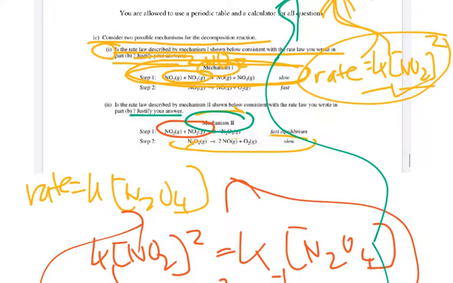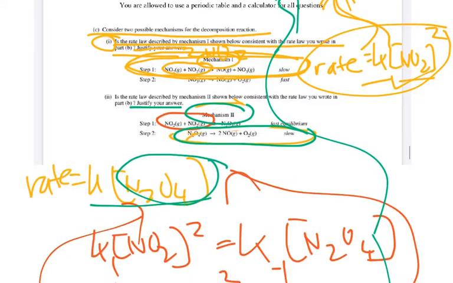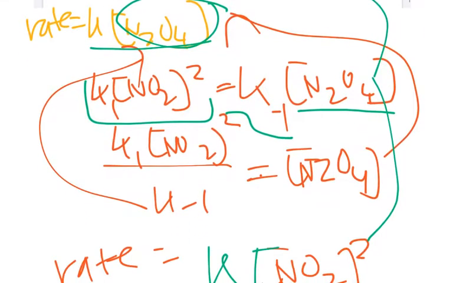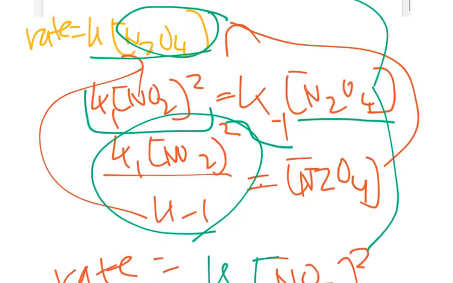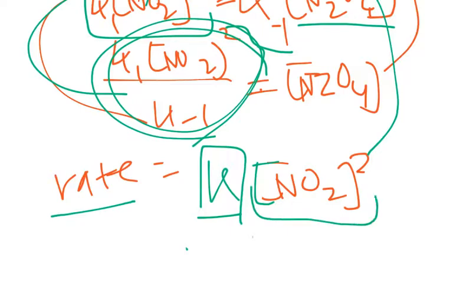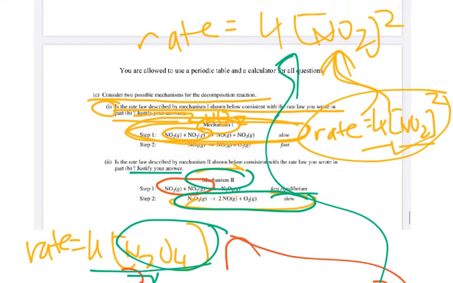So I would say the rate law is determined by the slowest step. So the rate law of the slowest step is K times the concentration of N2O4. But since that's an intermediate, we have to substitute it. So since the forward and backward reactions are equal in equilibrium, we can say that the forward rate constant times NO2 squared is equal to the backward rate constant times the concentration of N2O4. And doing some math, we get this, and we can substitute all this in to get that the rate is equal to K, which is the condensed form of all the Ks, times the concentration of NO2 squared. And this is consistent with the rate law we wrote in part B.